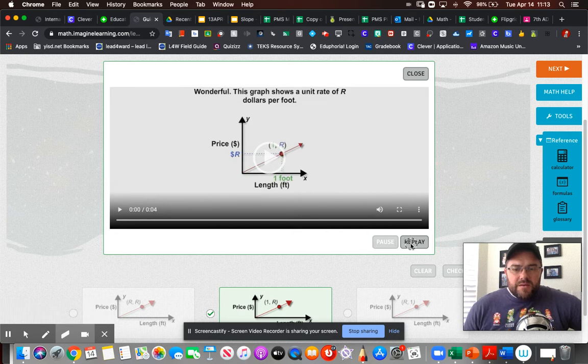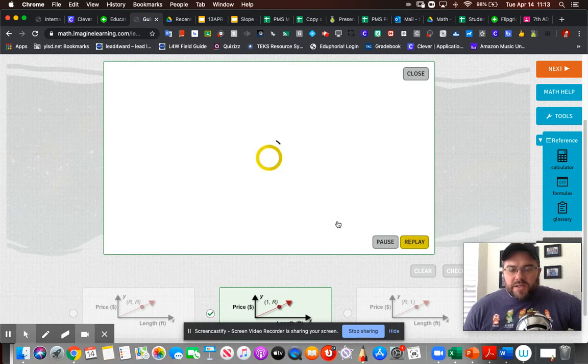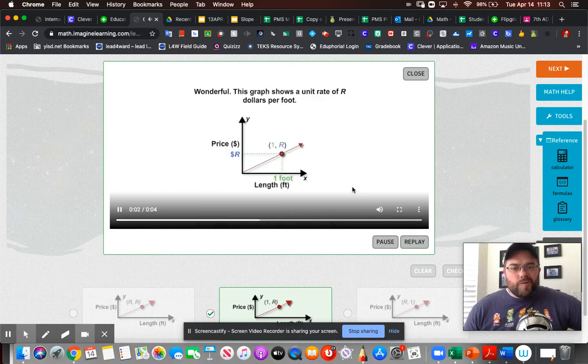Wonderful. This graph shows a unit rate of $4 per foot.